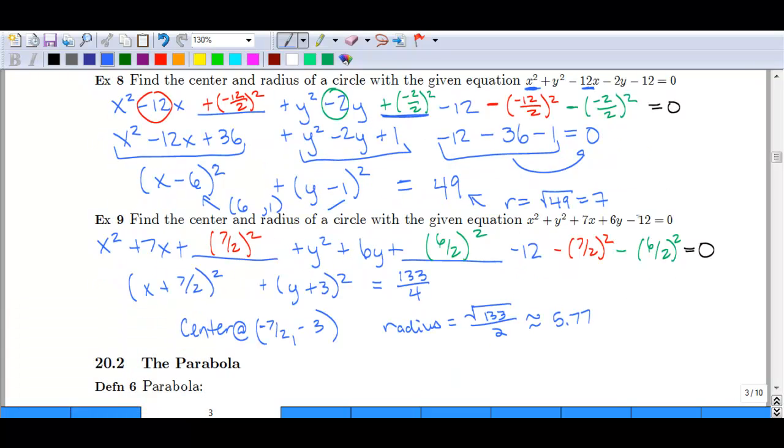For this one, you should have found that your center was at negative 7/2. This is an example where we don't have whole numbers, and that happens from time to time. And our y coordinate is negative 3. Both of these were positive in the equation, so that leads to negative coordinates. And then our radius is, again, not a nice clean number. If the answer is asking for exact form, we want the square root of 133 over 2, because the square root of 4 is 2. Or if we want an approximation, it's approximately 5.77.